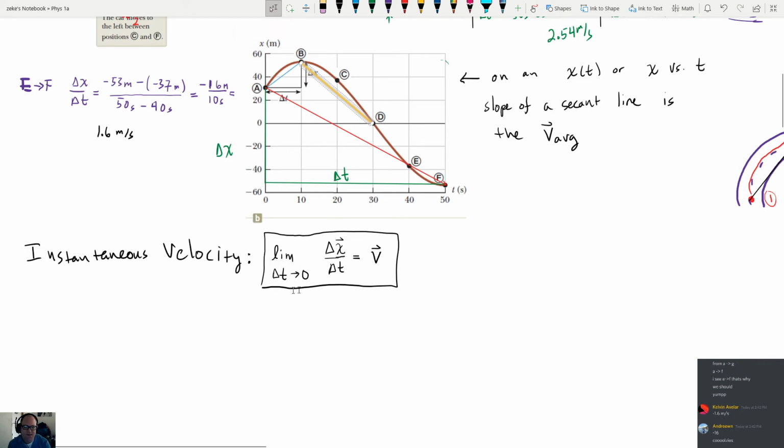And this tells me to take the limit as delta t approaches 0, okay? So what that means is what I'll do is basically start making the time interval between my two endpoints get closer and closer to 0. So if I put them between B and D, what's the time interval between B and D?